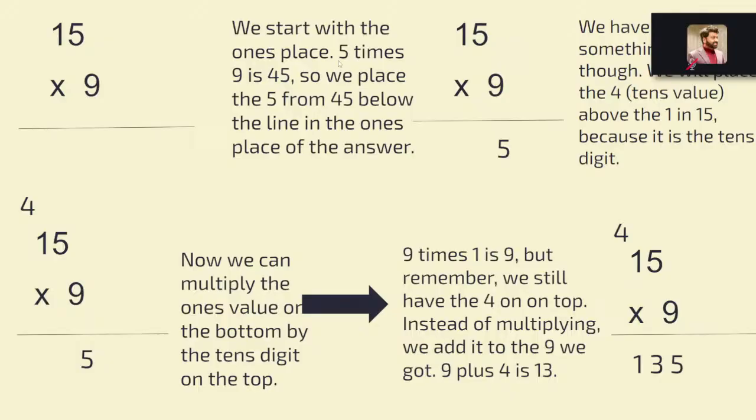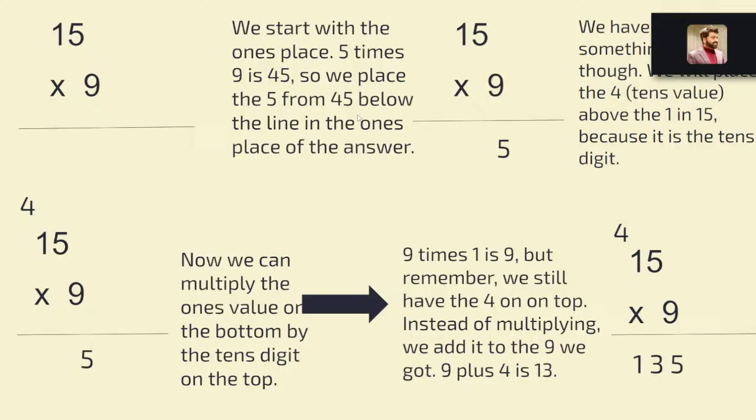We can start with the ones place. In 15, the ones place is 5. In 9, the ones place is 9. It's the only digit. So we multiply 5 times 9, which gets us 45.